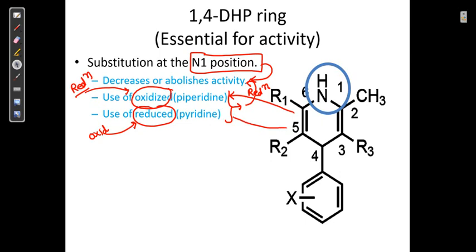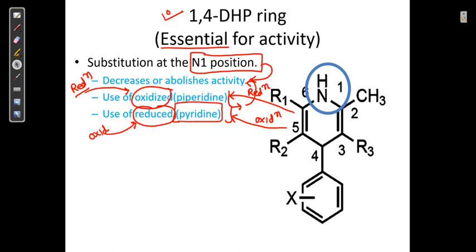And if I do oxidation, by removal of two hydrogens and introduction of a double bond in the 1,4-dihydropyridine ring, then I get the pyridine. But everything will abolish the activity, because it is written here 1,4-dihydropyridine derivative itself, so we cannot change anything.